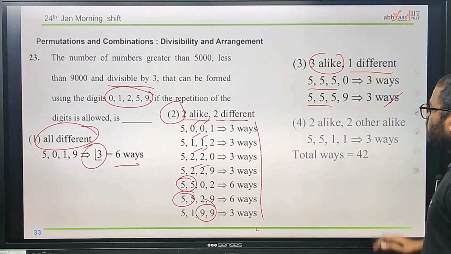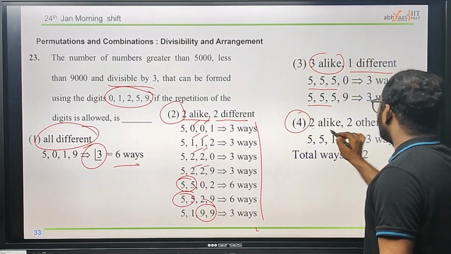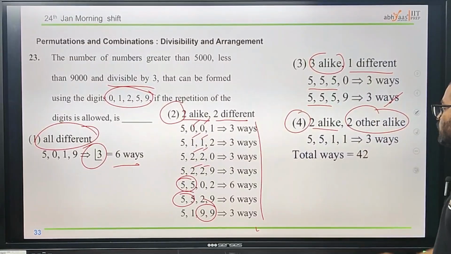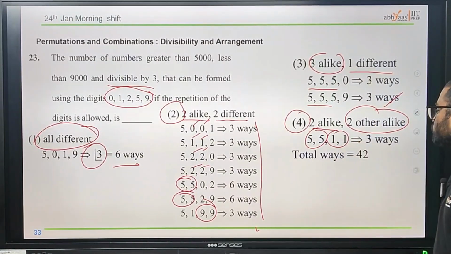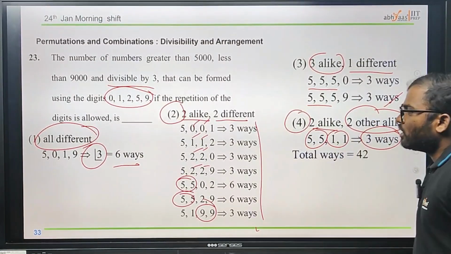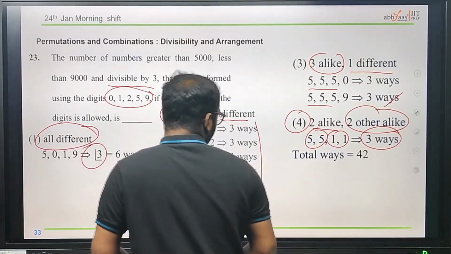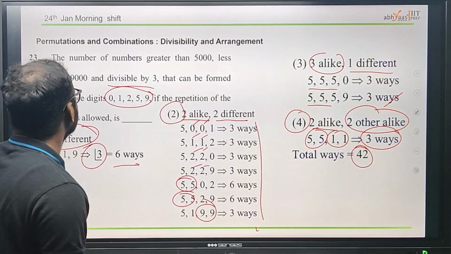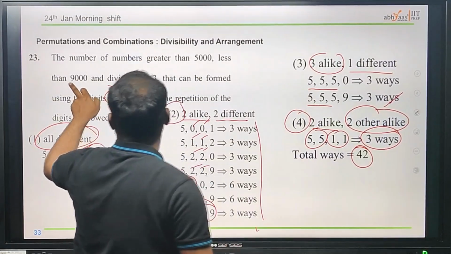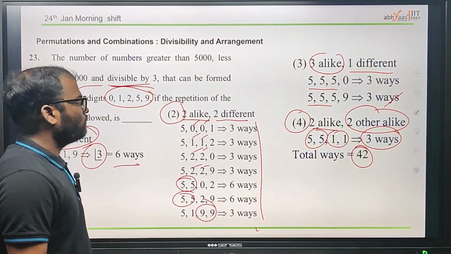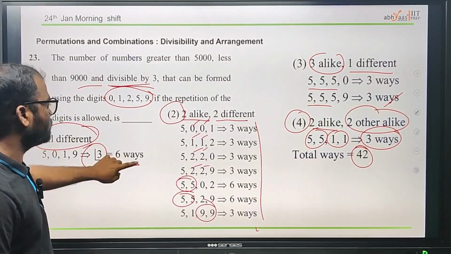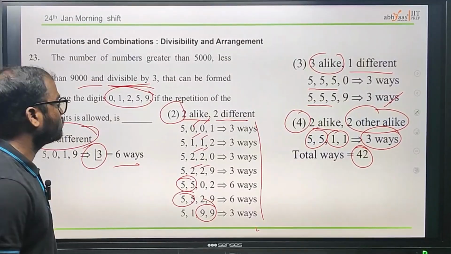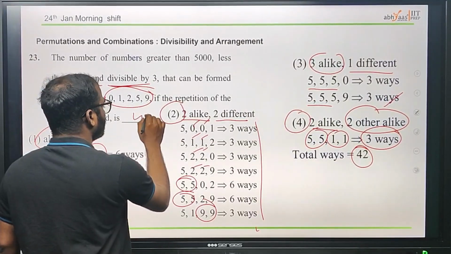Now coming to the fourth case, 2 alike and 2 other alike, like this one. Therefore how many ways do we have? 3 ways. Adding all these ways, how many ways do we have? 42 ways. Therefore the number of numbers greater than 5,000 and less than 9,000 that are divisible by 3 will be that. We must remember that it must be divisible by 3. So the total 42 is the answer.